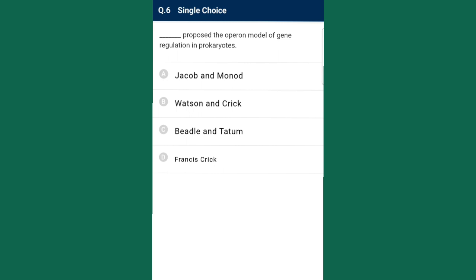Question number 6. Who proposed the Operon model of gene regulation in prokaryotes? The Operon model of prokaryotic gene regulation was proposed by Jacob and Monod. Operons are group of genes coding for related proteins and are arranged in units. It is a part of DNA which act as single regulated unit having one or more structural gene, an operator, a promoter and a regulator gene. So the answer for this question is option A, Jacob and Monod.